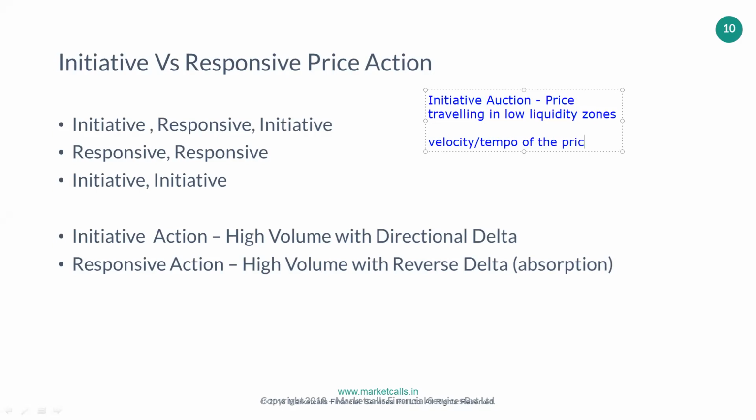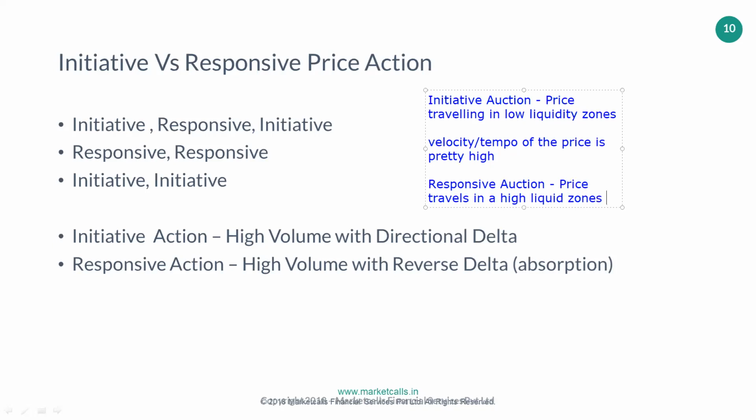If the price velocity is pretty high, it is an initiative drive. Whereas in a responsive auction, price travels in a high liquid zone. Typically liquid zone.